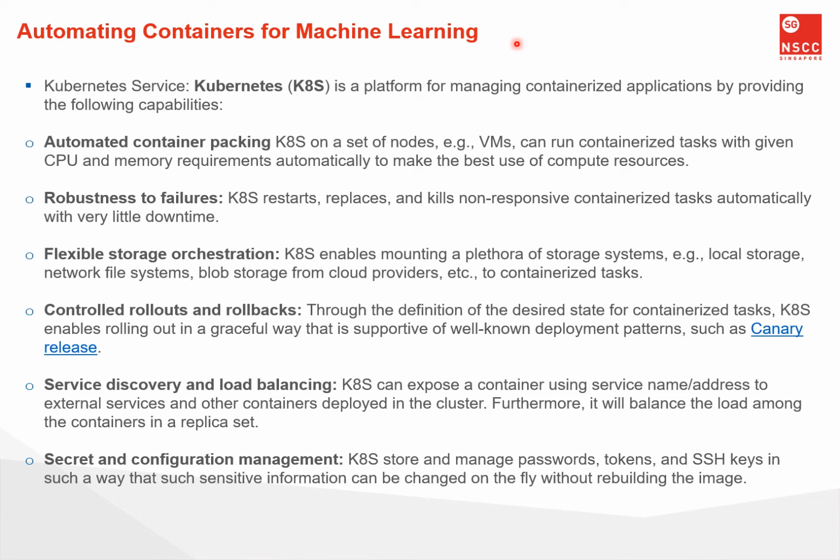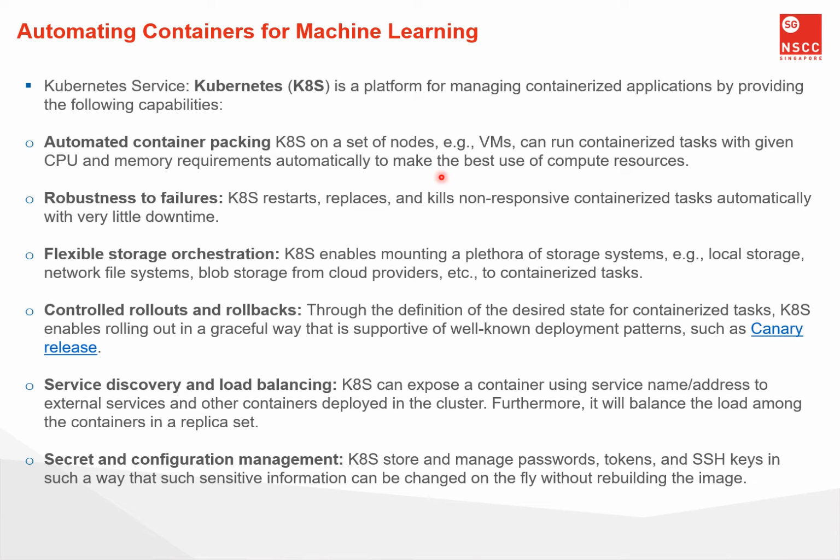Just as in using Vagrant, we can automate the creation of virtual machines. We can use something called Kubernetes, short form K8s, as a platform for managing all these containerized applications. It actually provides the following capabilities: automatic container packing. So Kubernetes has a set of nodes. On a set of nodes, these various containers can run with the kind of memory requirement automatically and make use of the best resources for it.